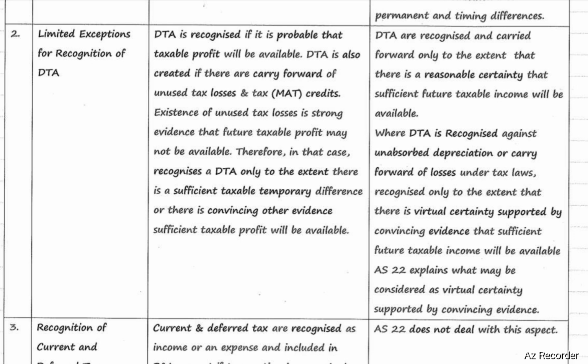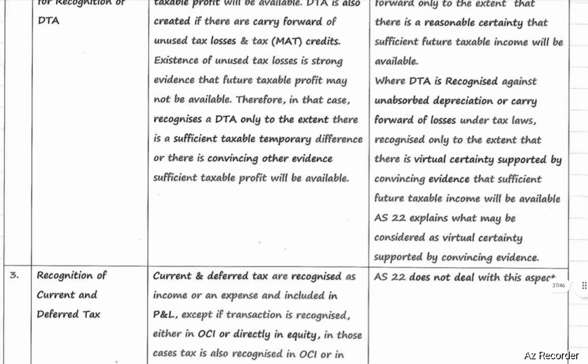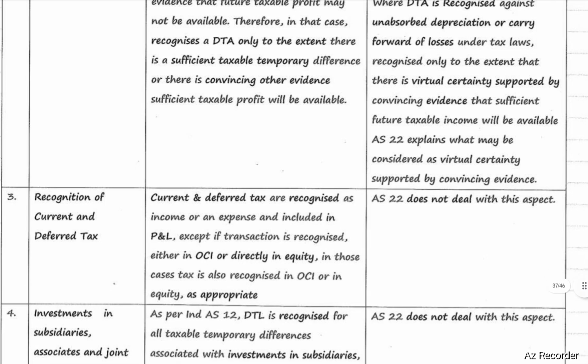Third one, recognition of current tax and deferred tax. Current tax and deferred tax are recognized as income or an expense and included in P&L, except if the transaction is recognized either in OCI or directly in equity. In those cases, tax is also recognized in OCI or in equity as appropriate as per Ind AS 12. As per AS 22, it does not deal with the recognition of current tax and deferred tax concept.